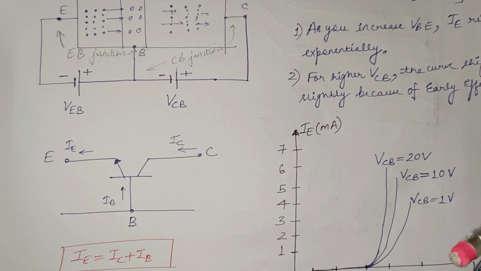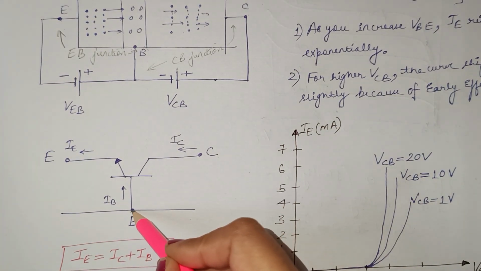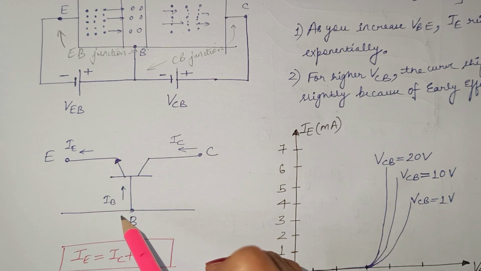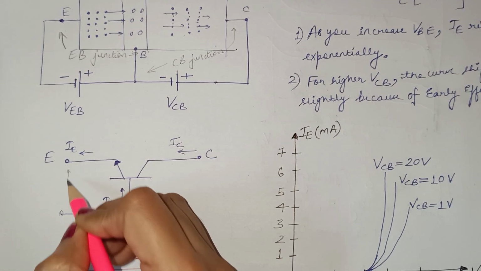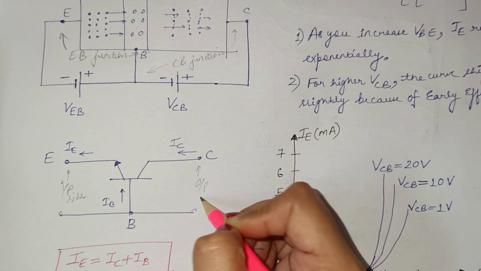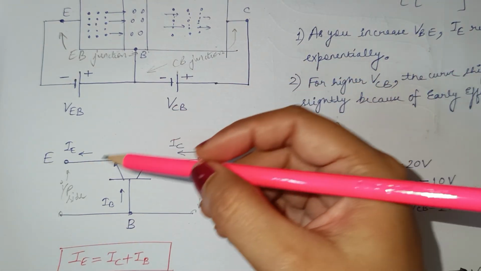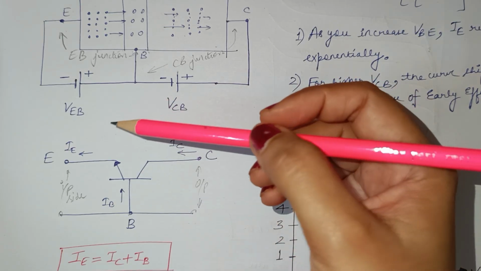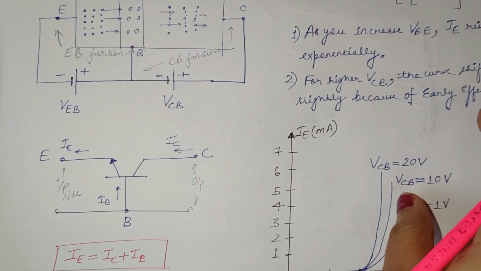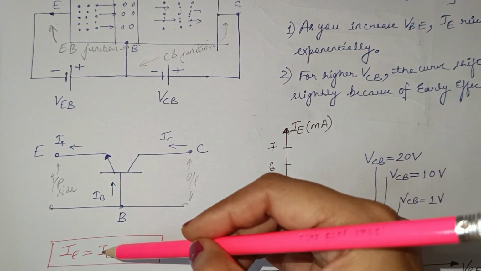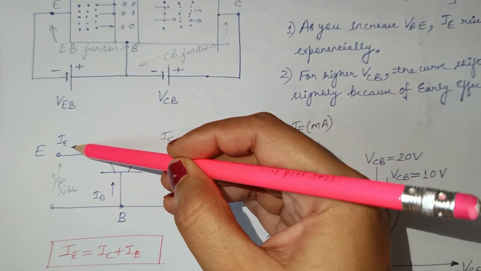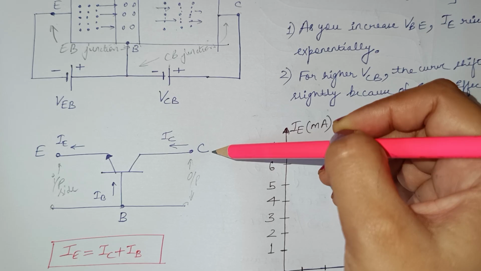Now what about the symbol? If we move on for common base, then the base is kept common between input and output side of the configuration. So this is our input port, input side, and this is our output side. So let's say we have currents. It is made like that this current should be equal to base current plus collector current. So IE is equal to IB plus IC, where emitter current is the input current and collector current is the output current.